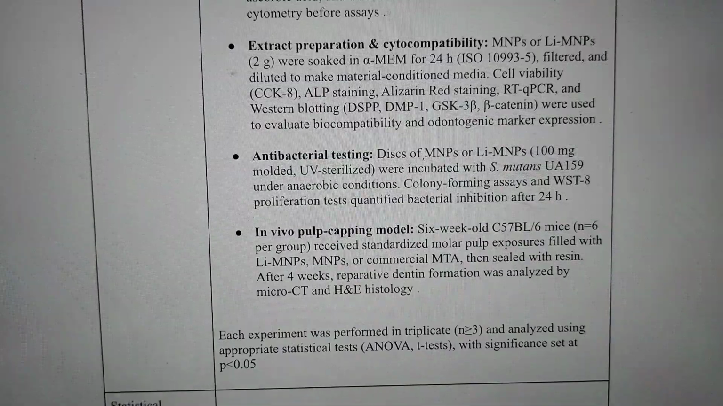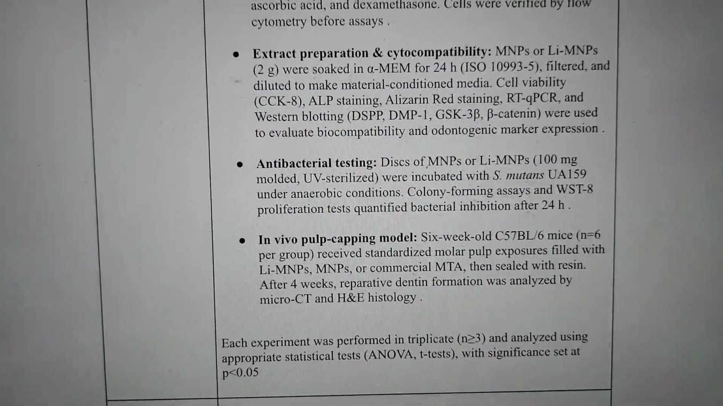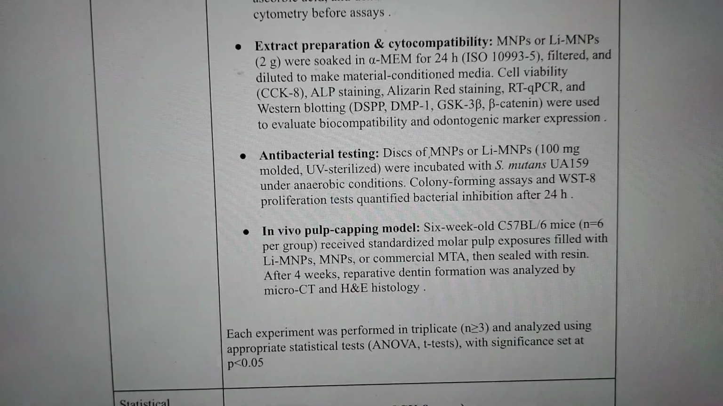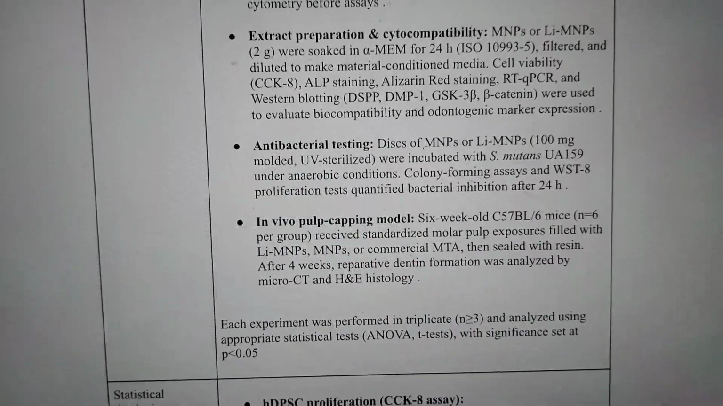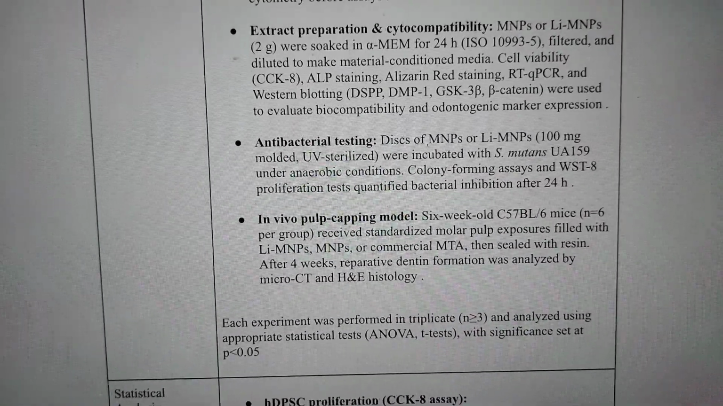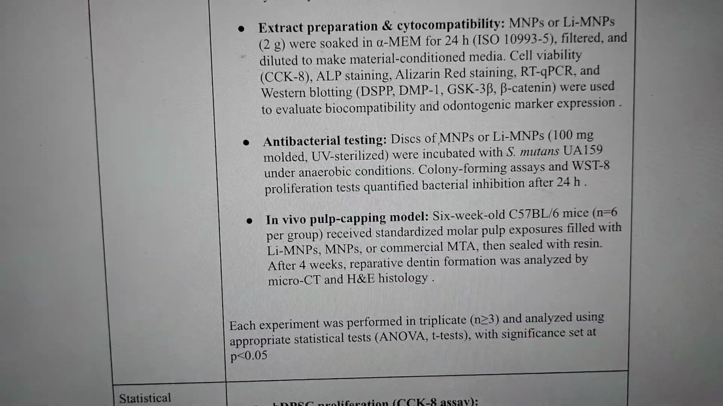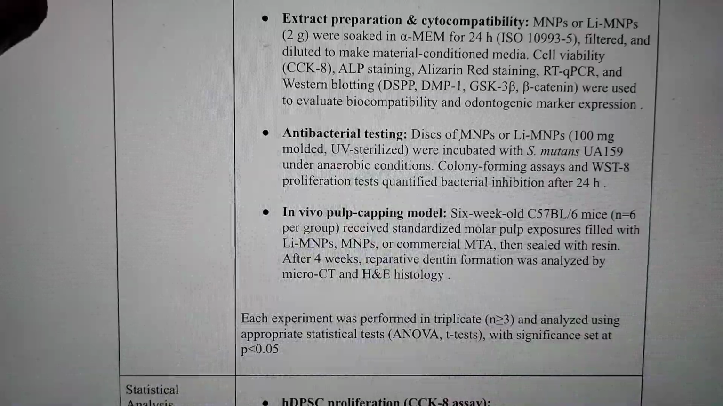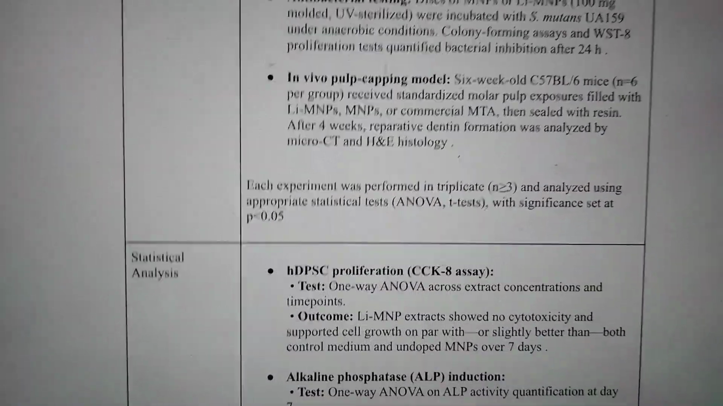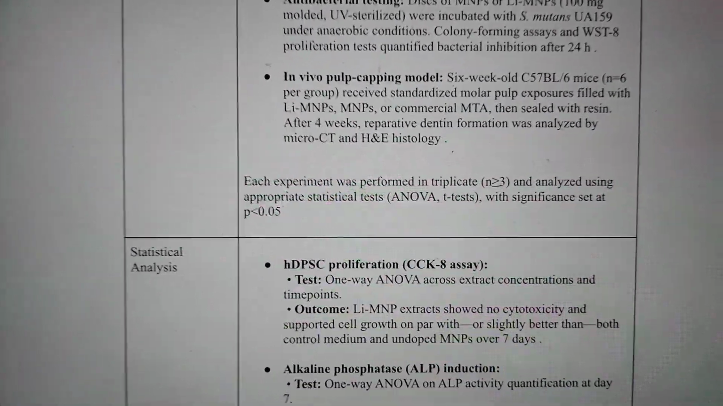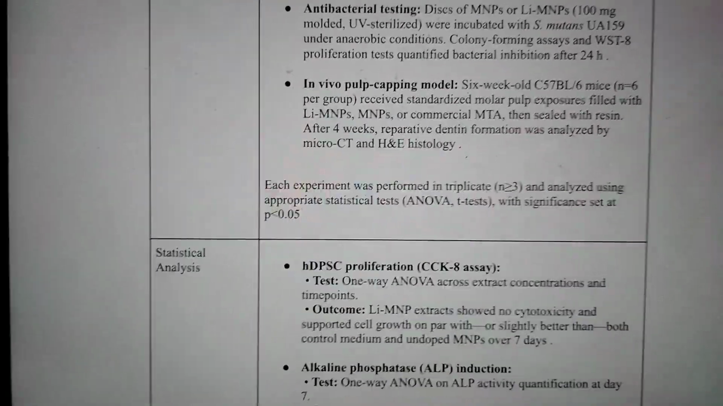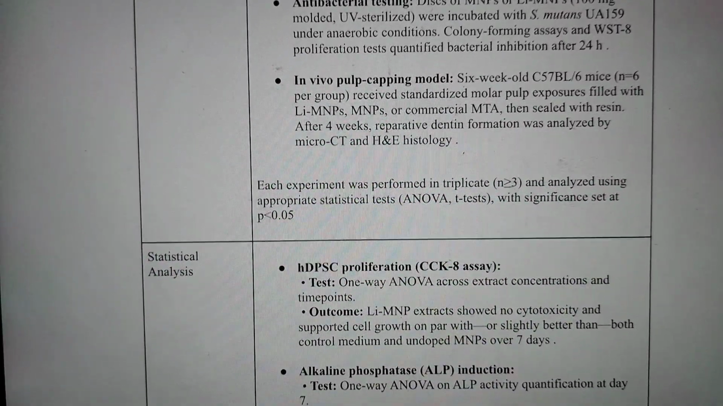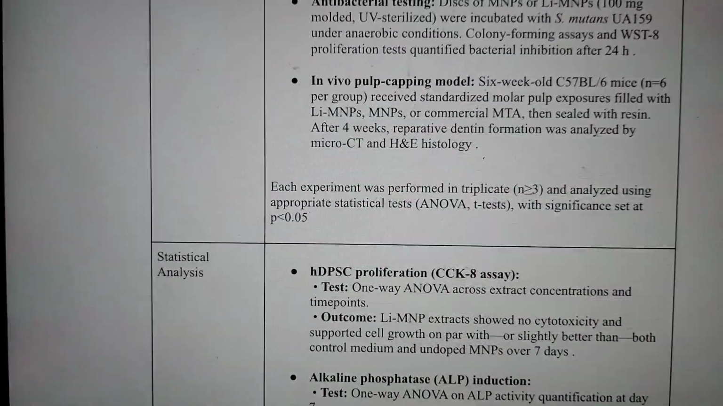6-week-old mice received standard molar pulp exposures filled with these nanoparticles or commercial MTA, then sealed with resin. After 4 weeks, reparative dentine formation was analyzed by micro-CT and H&E histology. Each experiment was performed in triplicate and analyzed using appropriate statistical tests, ANOVA or t-test, with significance set at p less than 0.05.